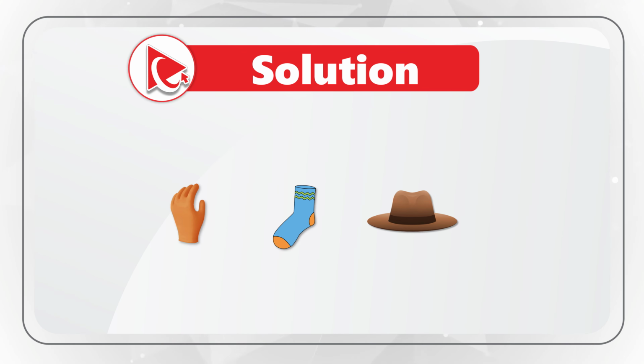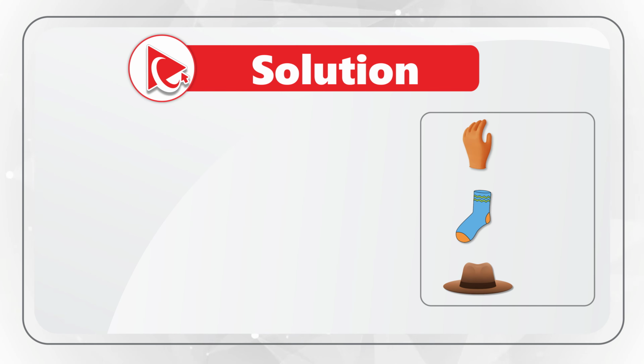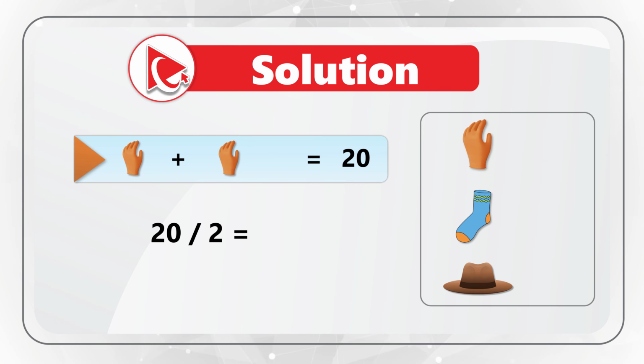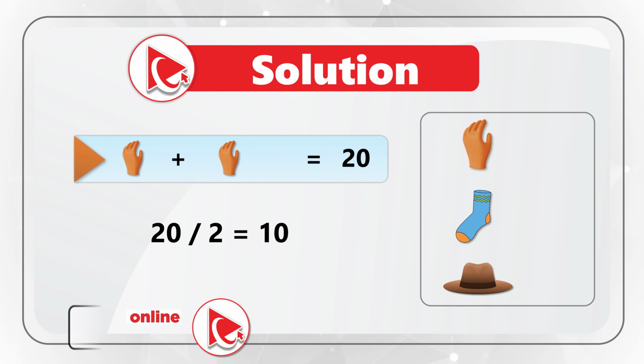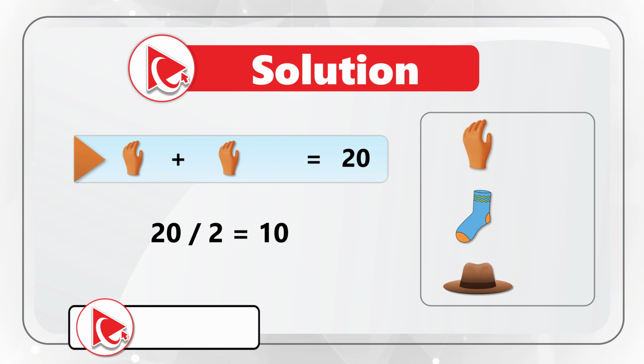Obviously, to solve this challenge, you need to find the numbers associated with each object. You need to find the numbers for glove, for sock, and for the hat. Let's look at each expression in more details. Since 2 gloves equals 20, 1 glove is equal to 10, because 20 divided by 2 equals 10.